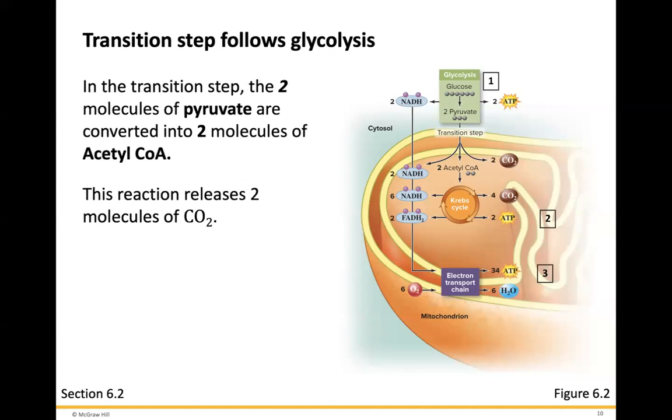The transition step is a step that follows glycolysis, but it's prior to the Krebs cycle. In the transition step, the 2 molecules of pyruvate, which are each 3 carbons, are converted into 2 molecules of acetyl-CoA. This reaction will end up releasing 2 carbon dioxide molecules. In addition, it will produce 2 NADH molecules as well.